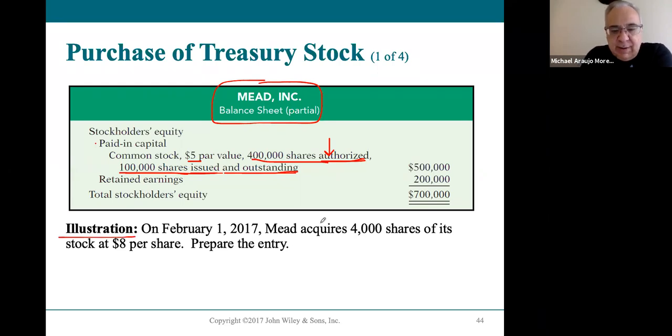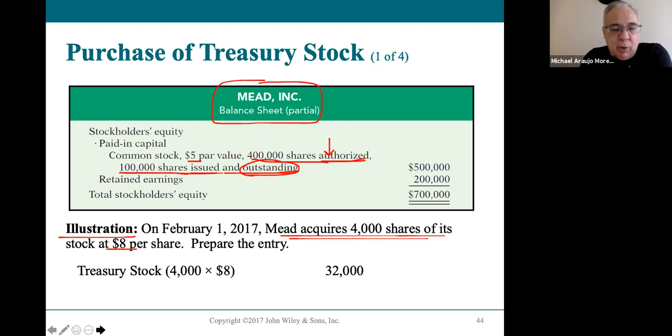A few days later, Mead itself buys 4,000 shares of its stock at $8 a share. They're buying shares that are outstanding. That's the only shares they're allowed to buy, the ones that have already been sold, already been issued. So they're buying 4,000 of those shares at $8. We record at cost, so we would debit treasury stock for $32,000. That's the 4,000 shares times $8 per share. They would have to pay for them in cash, so we credit cash.